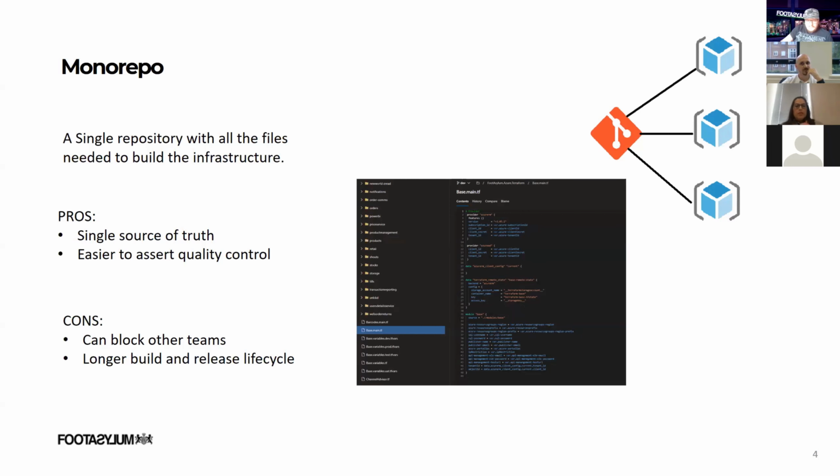But the cons of that are that we, as platform, have experienced blocking other teams. We prevent their work from getting out into live, into production, which can cause some headaches. And as we start to add more and more to this Monorepo, in the way that Terraform works, it does increase that build and release life cycle. So there is a longer wait time in getting that work into production or into the environment.